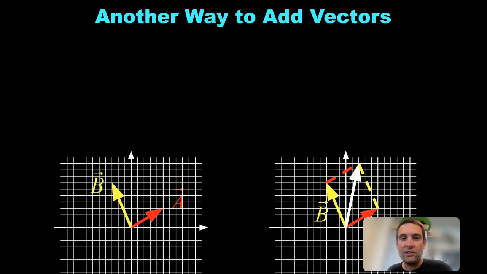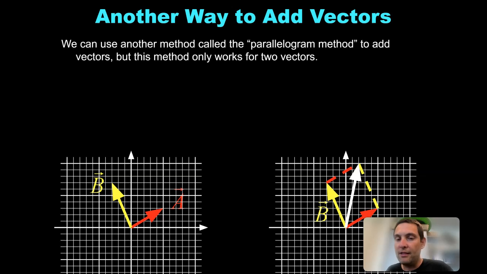Another way we can add vectors is using the parallelogram method. To add vectors using a parallelogram, we have a limitation that this only works if there's two vectors. I prefer the tip-to-tail method because it covers you in all instances, but for completion, here's another way.